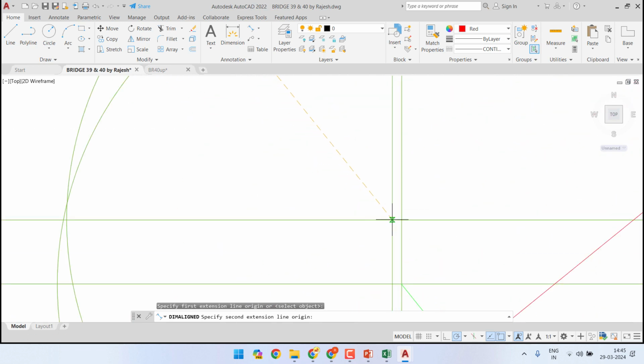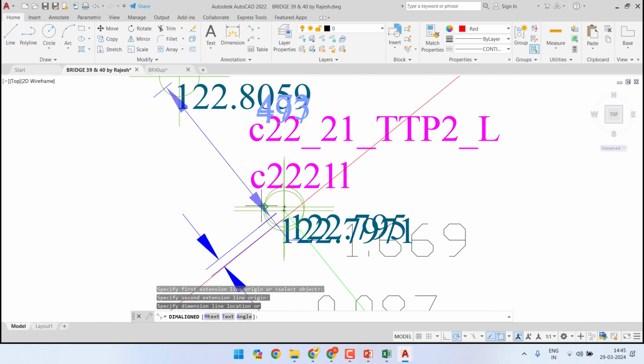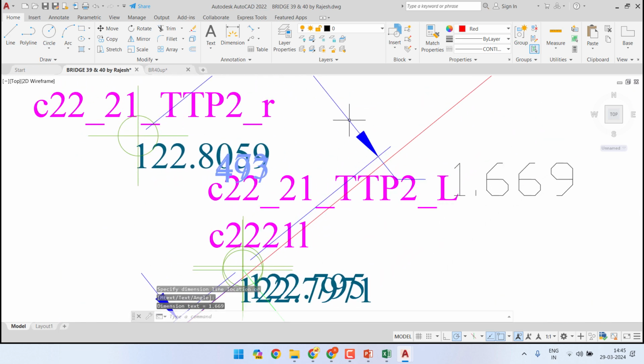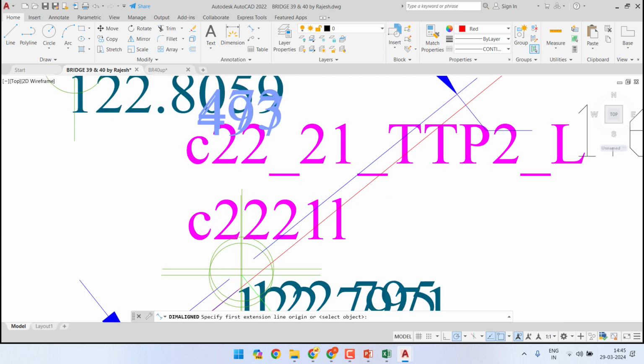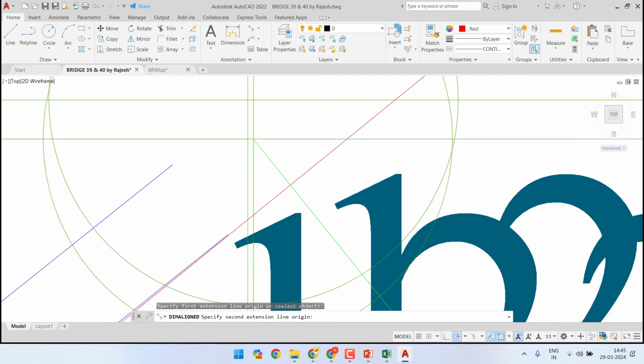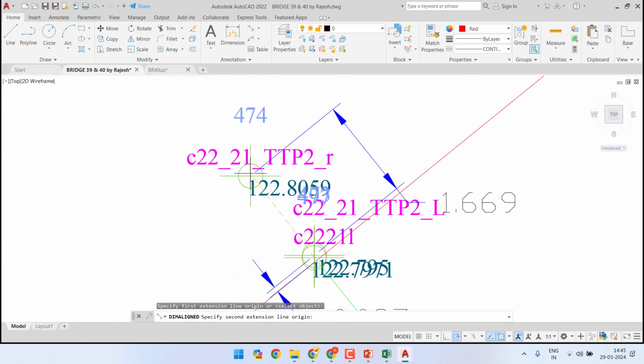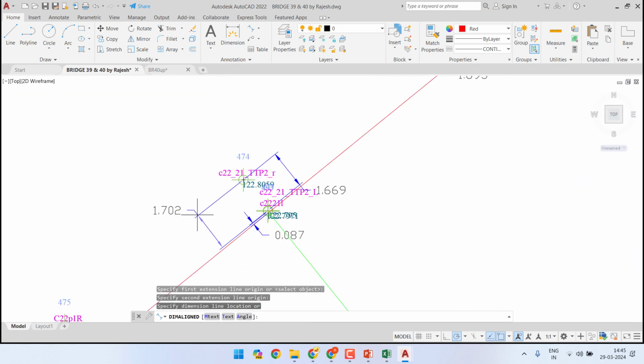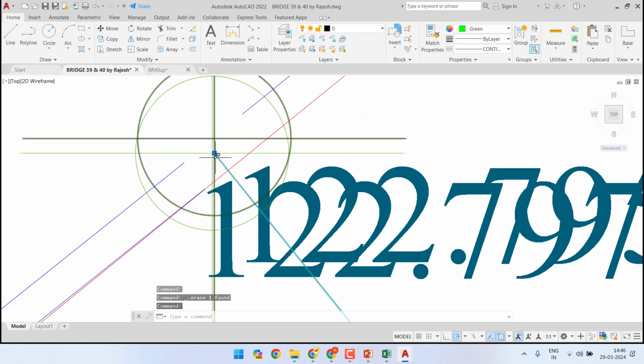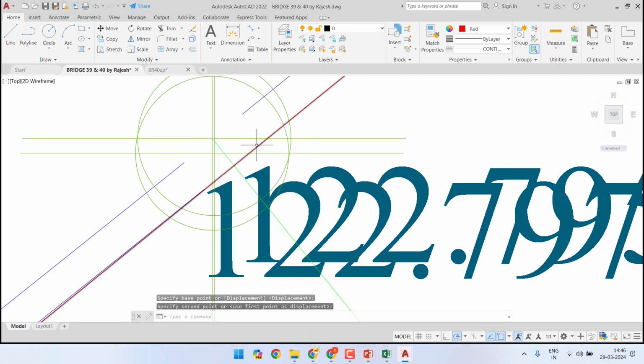Like this is the one, here we get 1.669, and second one, if we choose this one as the correct point, we get 1.702. So the second one is the incorrect one, so we will delete it and we will use the first one as the correct. So we will move this line from here to here.